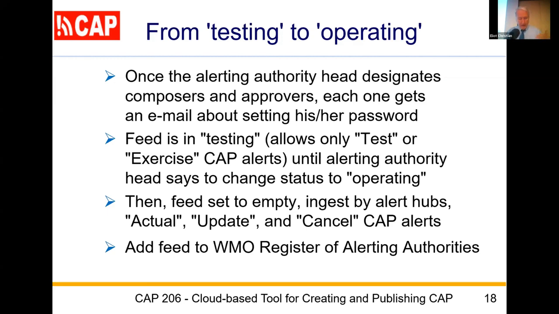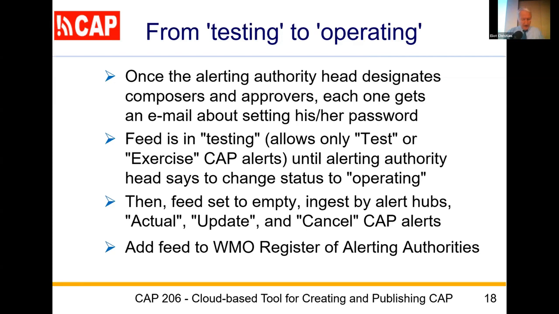When he or she is ready, the alerting authority head will tell the system administrator, me, to change the feed to operating. At that notice, all of the already published test and exercise alerts get removed, including all the sample alerts. You start out with about 6 sample alerts. So it's empty, and dissemination of alerts will begin. Composers and approvers can then begin to publish their actual alerts, and of course they can still do test and exercise if they want to.